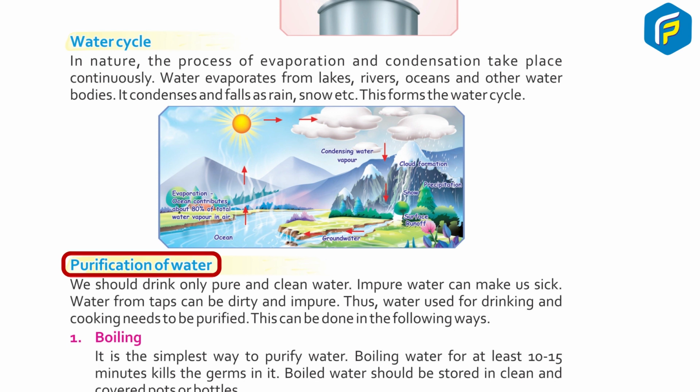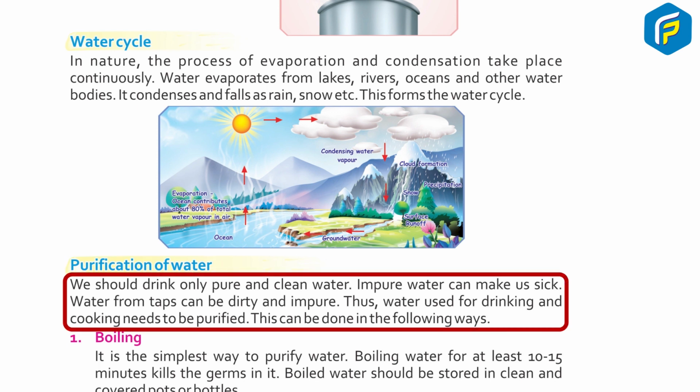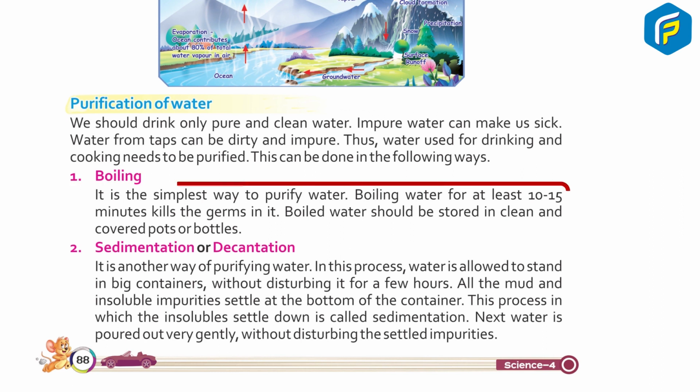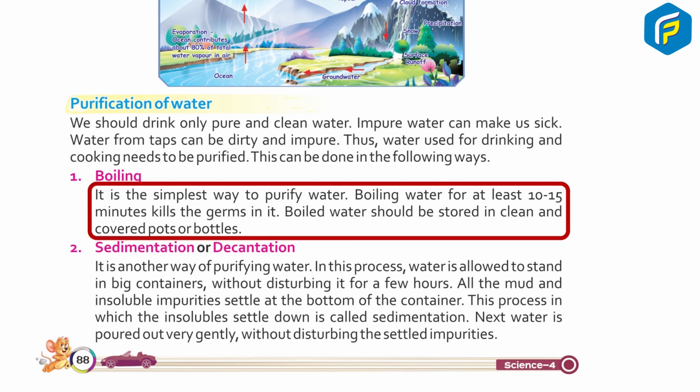Purification of water. We should drink only pure and clean water. Impure water can make us sick. Water from taps can be dirty and impure. Thus, water used for drinking and cooking needs to be purified. This can be done in the following ways. 1. Boiling. It is the simplest way to purify water. Boiling water for at least 10 to 15 minutes kills the germs in it. Boiled water should be stored in clean and covered pots or bottles.